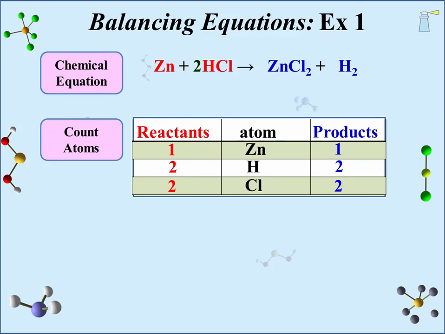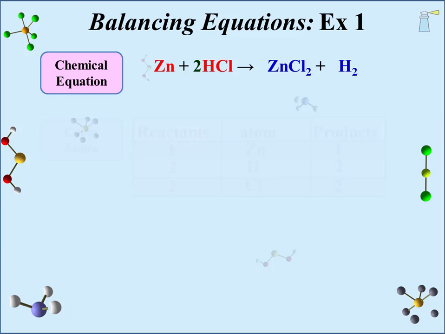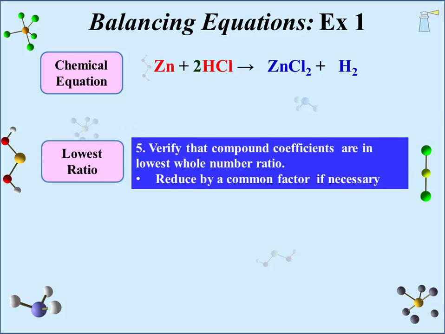Are we done? Maybe, but we still need to verify that the compound coefficients are in the lowest whole number ratio. And pulling out just the coefficients and including the implied ones, we see that this set of whole numbers cannot be reduced to a smaller set of whole numbers. Why this step is here is that sometimes in the balancing process a different ratio is found. For example, the student might correctly balance the equation but end up with this set of coefficients. The ratio of the coefficients is the same.